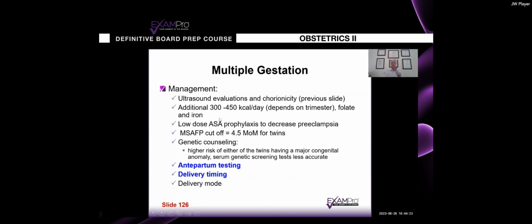Remember, multiple gestation is a low-dose aspirin indication. Want to have a little bit higher, maybe more caloric intake during pregnancy. Good screening for aneuploidy and anomaly testing, because we have 2 babies in there. The risk that one of them in the pregnancy would be affected is higher than if you had a singleton pregnancy. And remember, your AFP cutoff is a little bit higher. And then what do we do with antepartum testing and delivery timing?